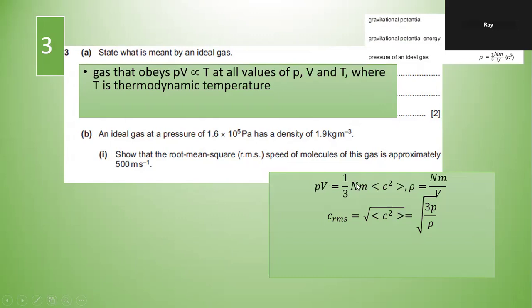Take 3 over Nm down, so Nm, the density, becomes the bottom. Put in your values: 3 times pressure divided by density. Round off to two significant figures, because all the values are in two significant figures only. Any comment? Stop me if I'm going too fast.